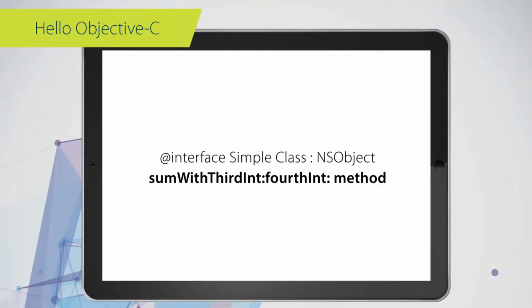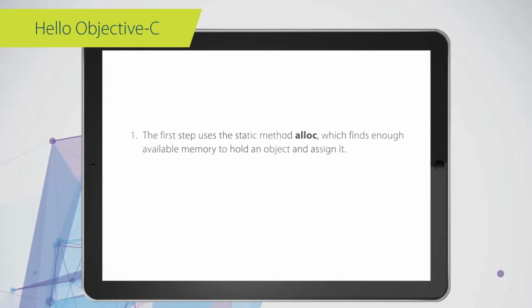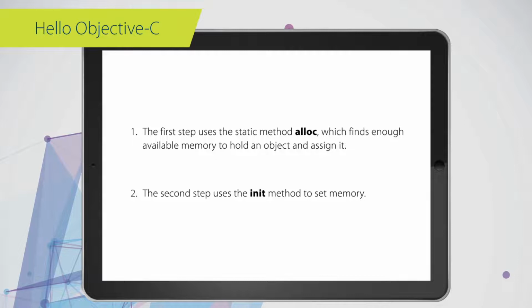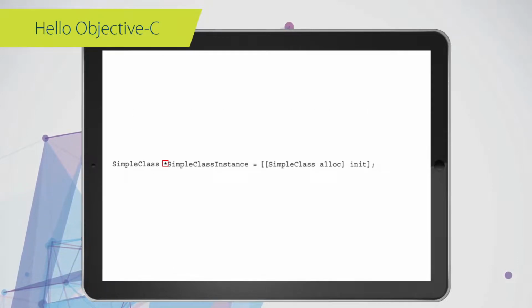Let's now look at instantiating objects in Objective-C. An object needs to be instantiated and created in memory. In Objective-C, you can instantiate an object in two steps. 1. The first step uses the static method alloc, which finds enough available memory to hold an object and assigns it. 2. The second step uses the init method to set memory. The pointer dereference operator helps dereference the pointer and gets or sets the object in memory.